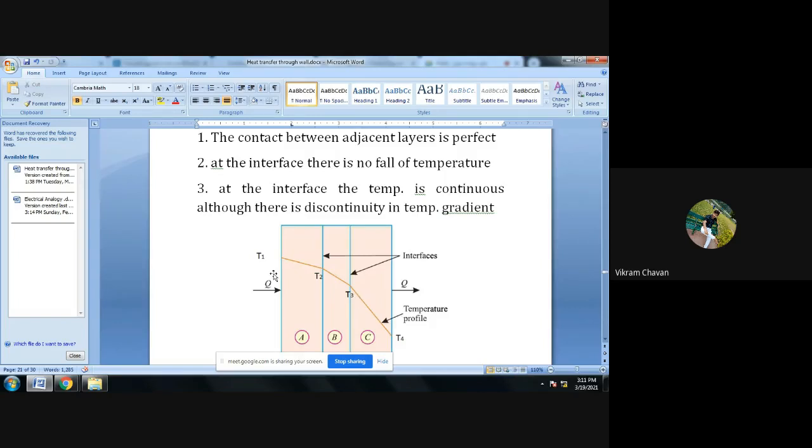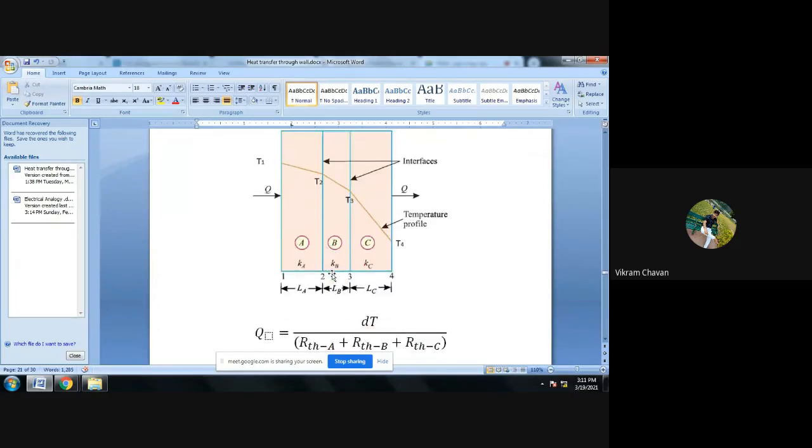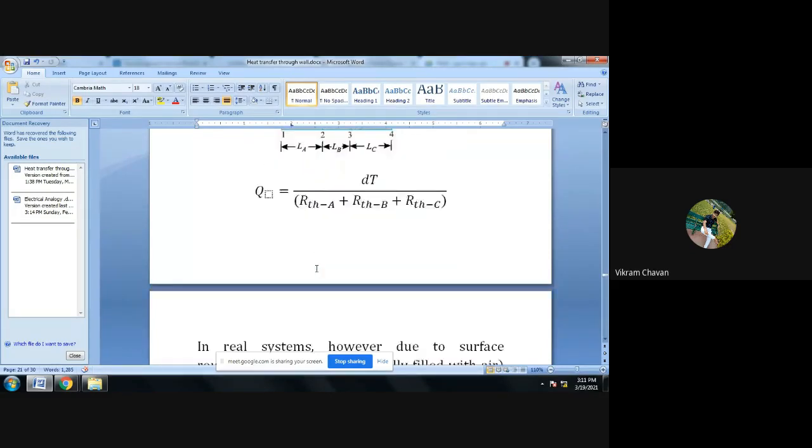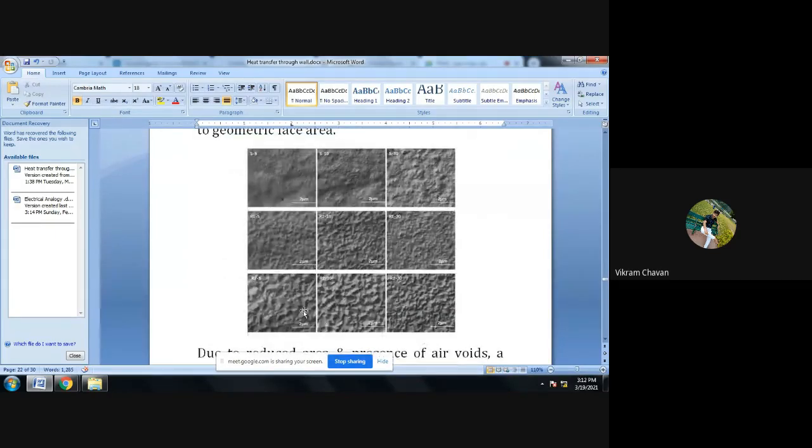Now here what is considered is that at this interface there is no fall of temperature. This is our assumption, and the temperature is continuous, although in reality there is discontinuity in temperature. So we are considering that whatever the exit temperature for wall A, that is the entry temperature for wall B. But in reality, it is not happening. Why is it not happening? As we have discussed, every surface, even a very polished surface, has some roughness. Roughness is nothing but crests and troughs. You can check these kinds of roughness.